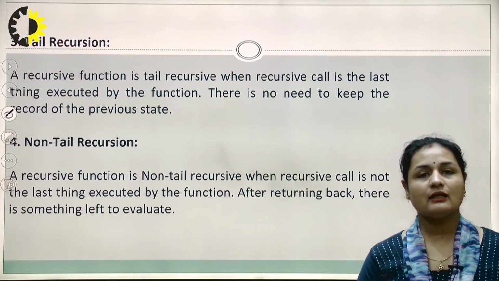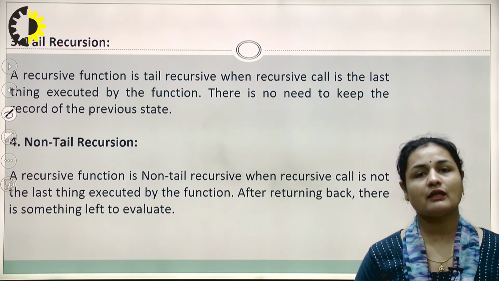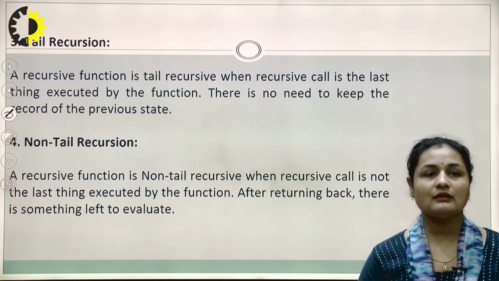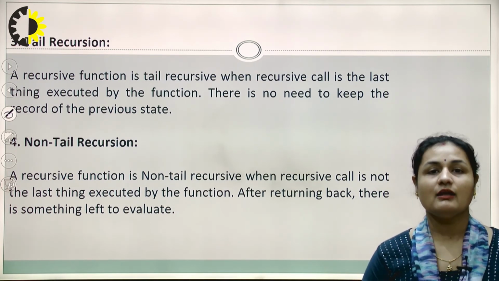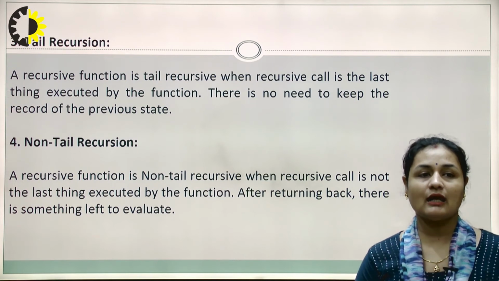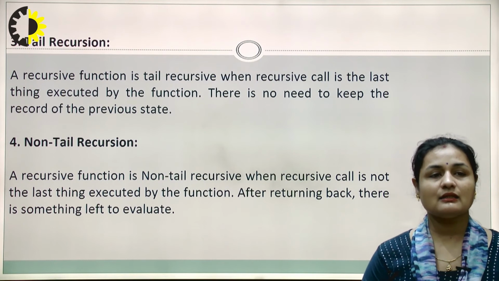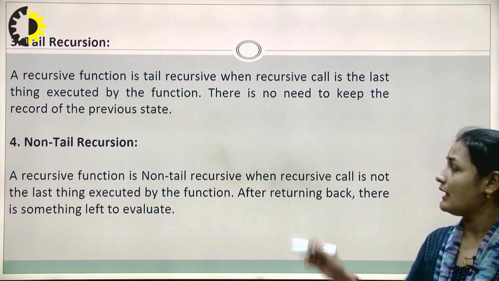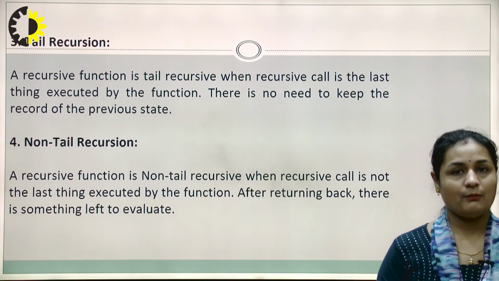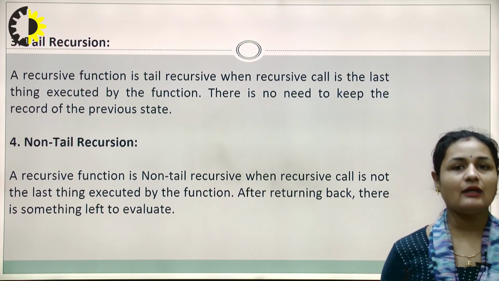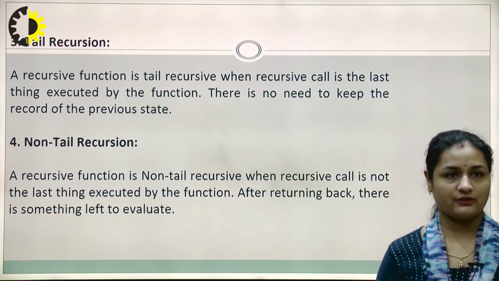Then the last category of recursive function is the non-tail recursive function. A recursive function is non-tail recursive when the recursive call is not the last thing executed by the function, and after returning back there is something left to evaluate. Means it is not the last call, but in tail recursion it is the end of the tail, so it is the last call.